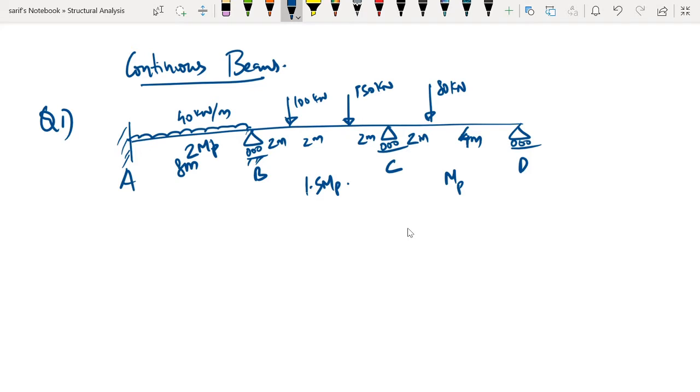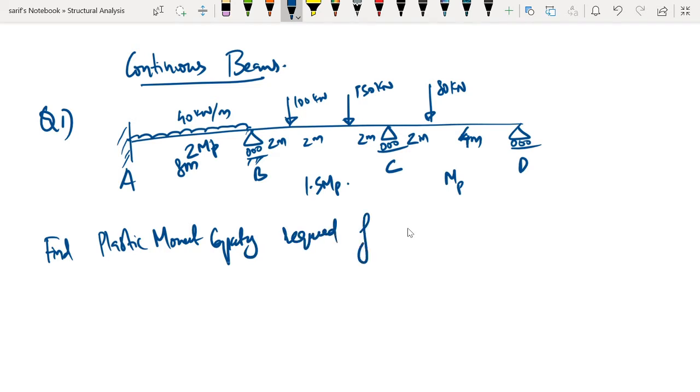So, the question is to find the plastic moment capacity required for each span. So for each span AB, BC and CD, what is the plastic moment capacity required?